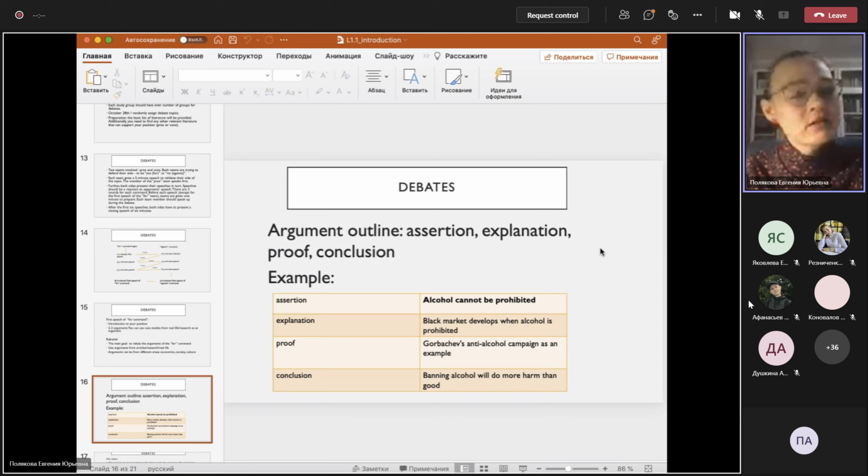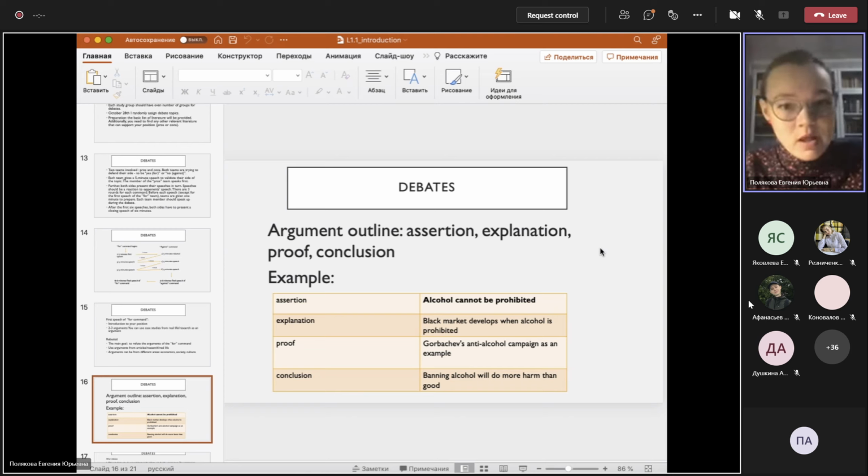Okay, structuring arguments. I'm sure that it's a repetition of what you learned during your, how to say in Russia, research seminars, like NIS. Of course, you learned how to build your arguments, so this is a small repetition. Arguments basically have 4 main parts: assertion, explanation, proof, and conclusion. For example, assertion: alcohol cannot be prohibited. It's your statement. We cannot prohibit alcohol.